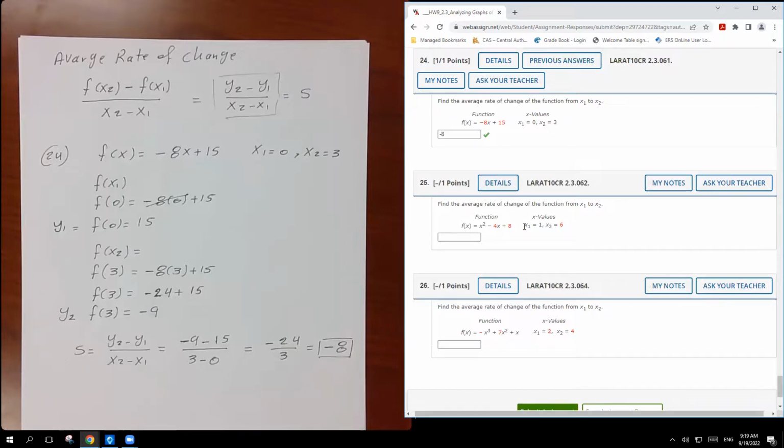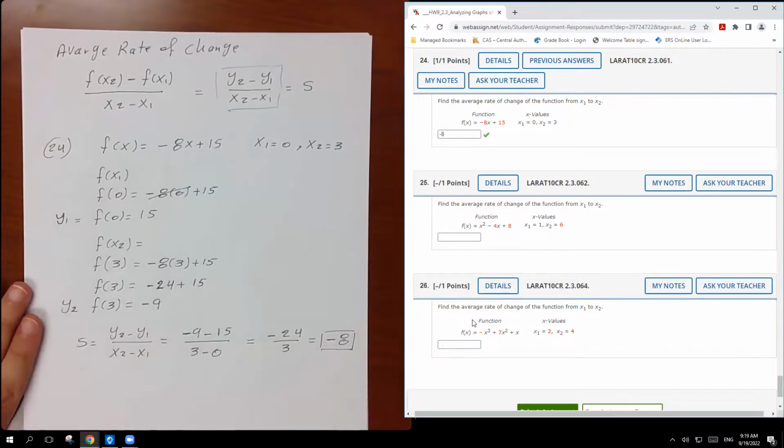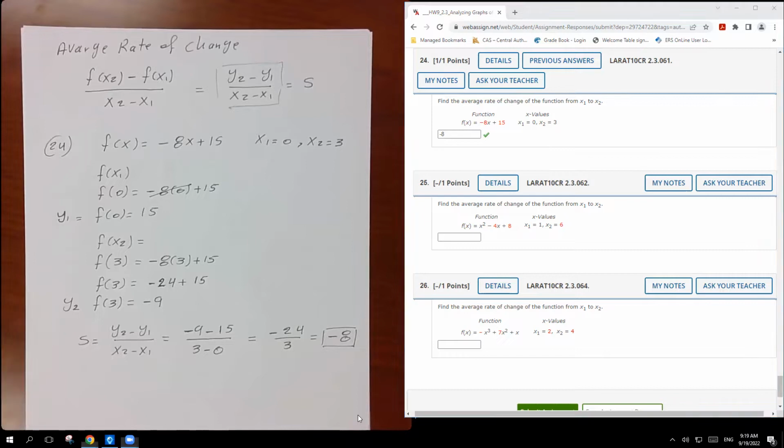You're going to do exactly the same thing for 25 and 26 to find the average rate of change. You have to plug x1 into the function to find y1, and plug x2 into the function to find y2. And then you're going to find the slope, which is the same thing as the average rate of change. We can solve this one before we move into the next section.